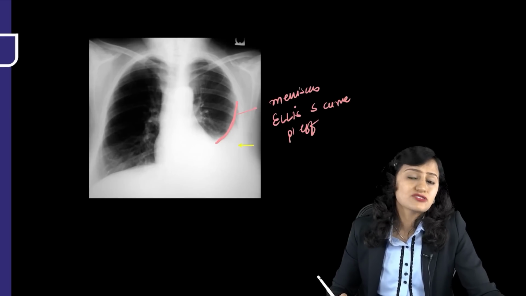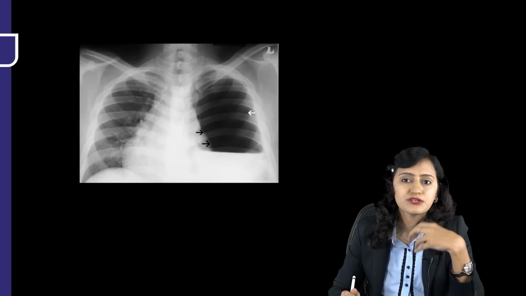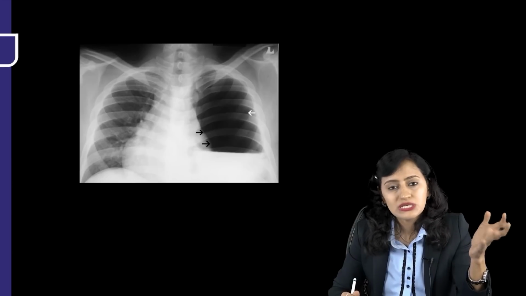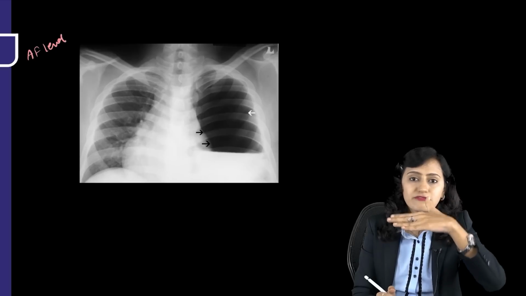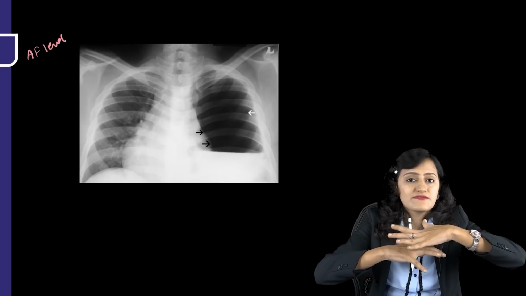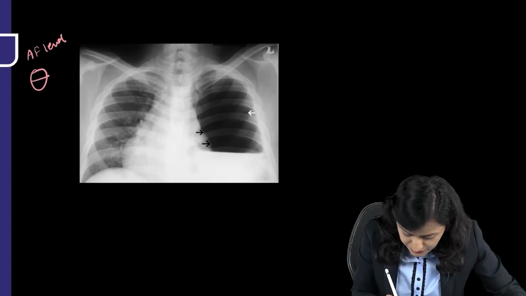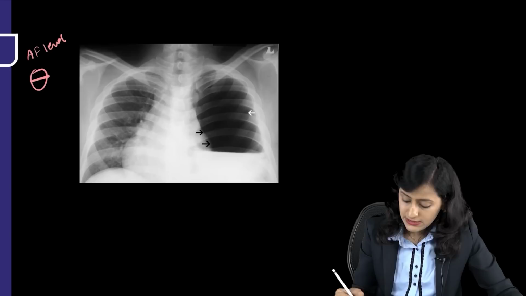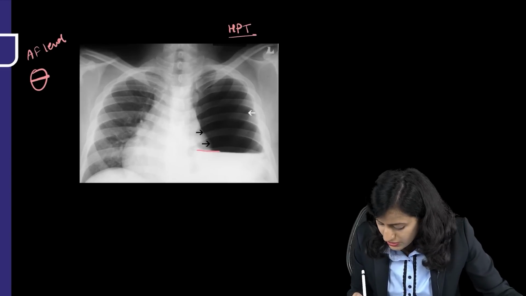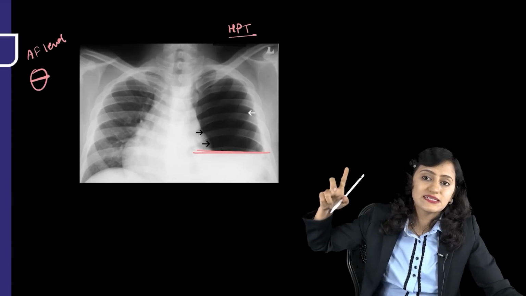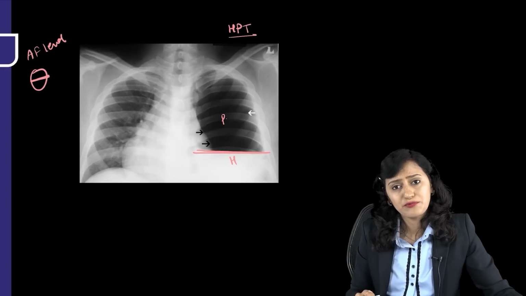Now if I ask you why this is not hydropneumothorax: hydro means water, pneumo means air, so it's air and fluid both. Whenever air and fluid are present together, the air-fluid level, air above, fluid below, is a horizontal level. Imagine the air giving pressure on the fluid, making it horizontal. So the air-fluid level is always horizontal. So hydropneumothorax will have a horizontal level, air above and fluid below, rather than the Ellis S curve. That is how you differentiate.